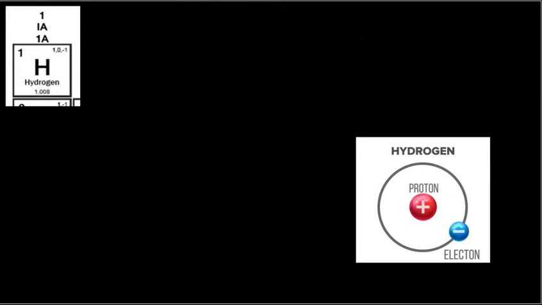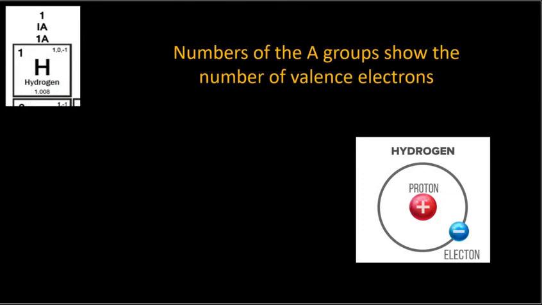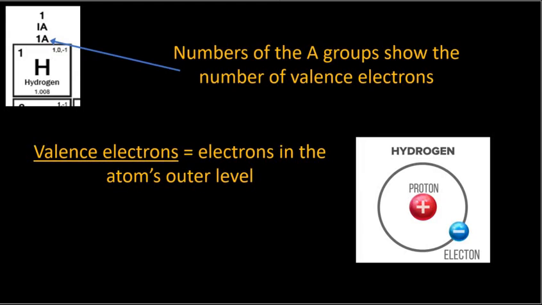Now, if you remember, the number of the A group shows the number of valence electrons. And you can see from the chart it is showing 1A, so that means that there is 1 valence electron. And if you look at the hydrogen, it is indeed that the valence electron, the one in the outer level, there is only 1.